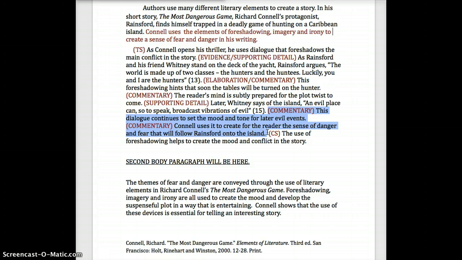These are evaluation, examination, analysis. What does the detail, what does the example demonstrate about the foreshadowing? The concluding sentence wraps it all together, and so again, see how the foreshadowing is repeated in the concluding sentence.